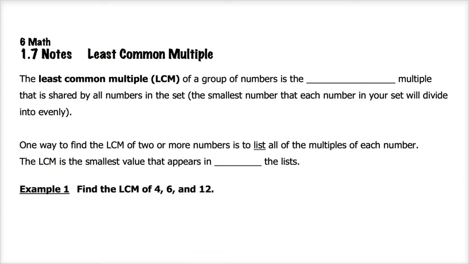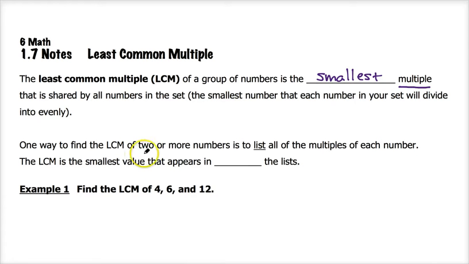The least common multiple, or LCM, of a group of numbers is the smallest multiple that is shared by all of the numbers in that set. And remember, multiple simply means a number that is divisible by the original number. So for example, every even number is a multiple of 2 because every even number is divisible by 2.